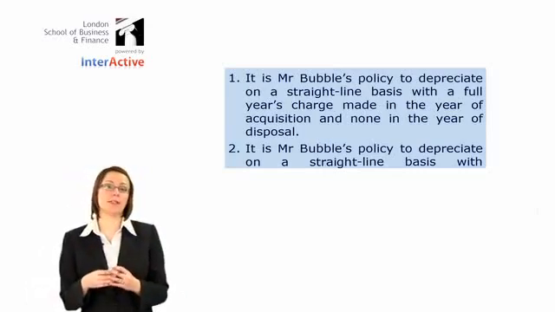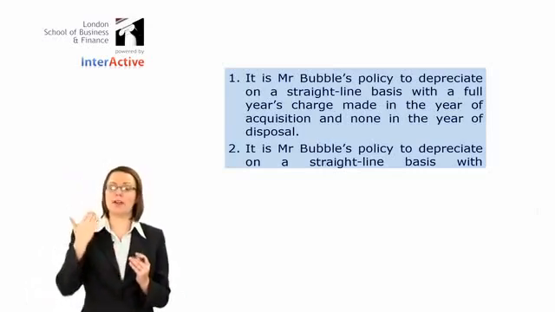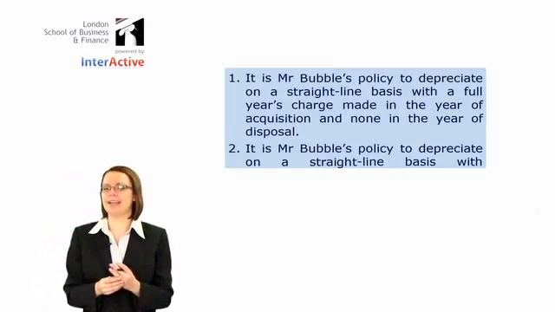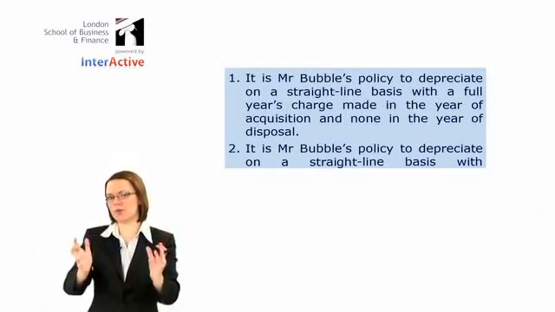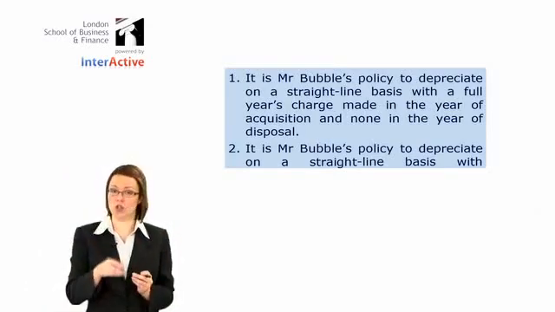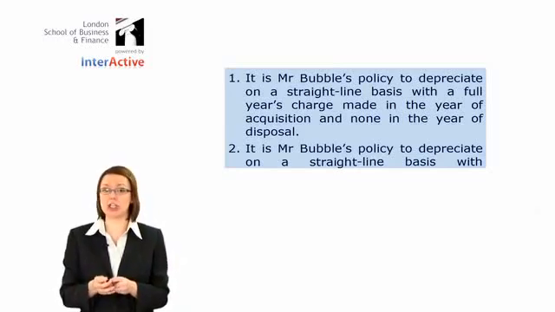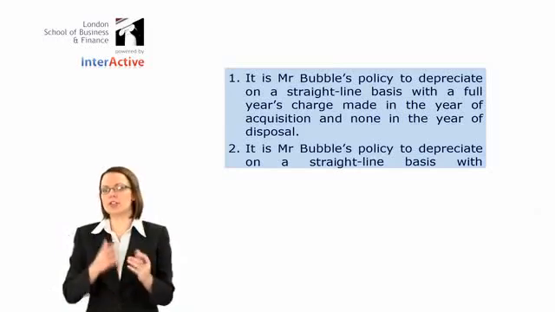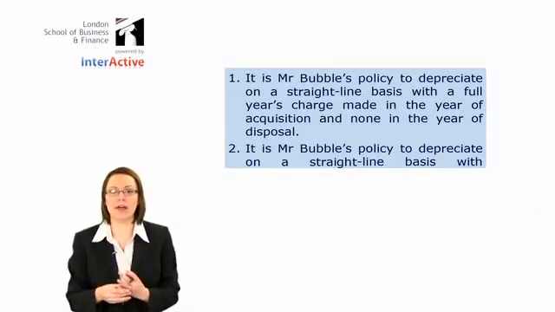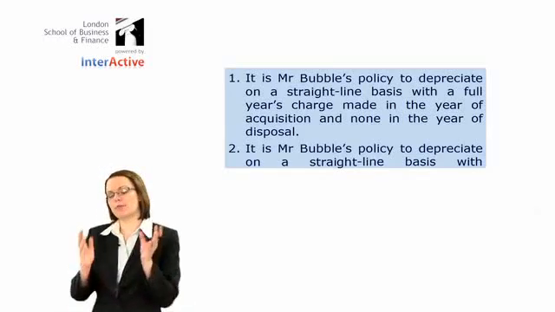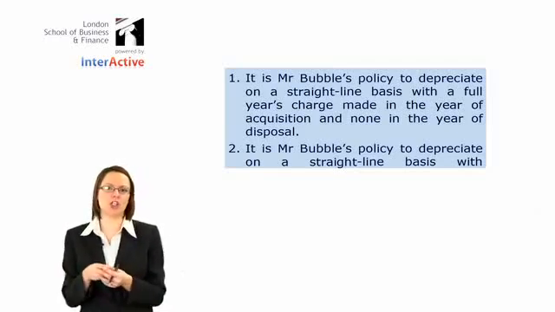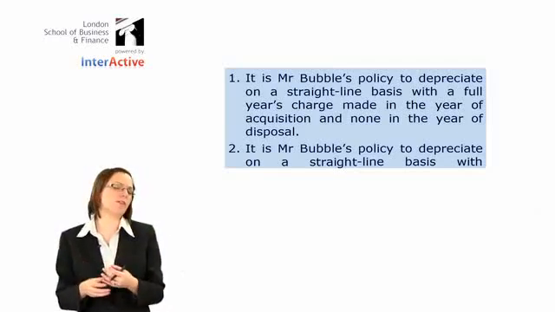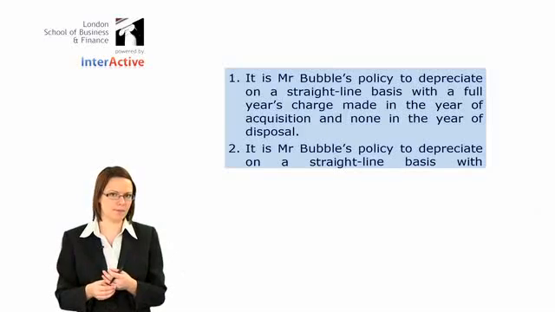So the first requirement says that we're assuming that regardless of when we acquire the asset, we're going to charge a full year's worth of depreciation, straight line method, in the year of purchase. And the second requirement says that depending on the date that we acquired the asset, we're going to have a proportionate charge of depreciation for the number of months we've held that asset for.